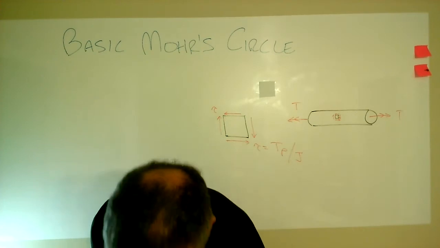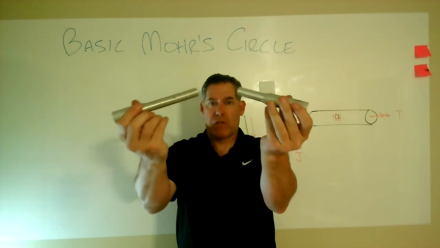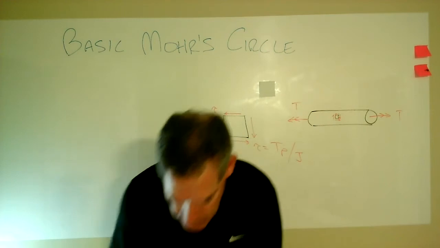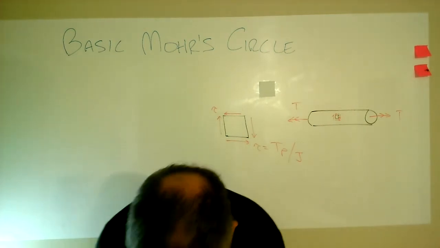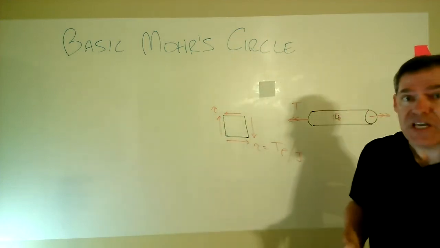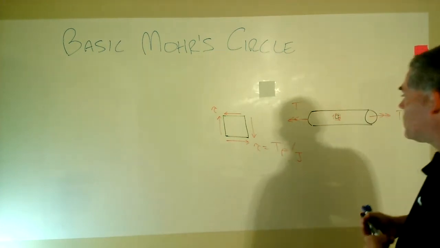We have another torsion bar that was twisted until it ruptured, and note that that failure surface is dramatically different. So by the time we're done with this example, we will have a little insight into maybe what's going on with those two materials. So here we go again.